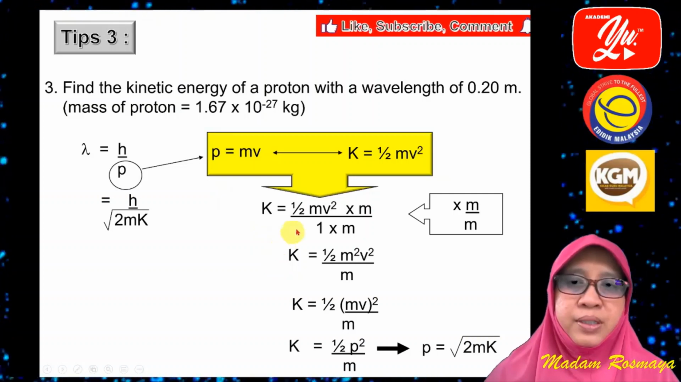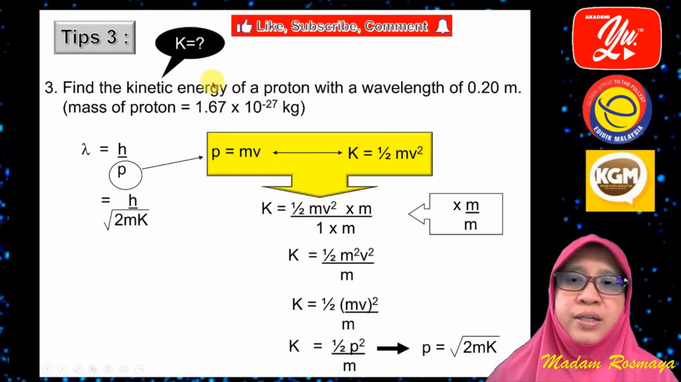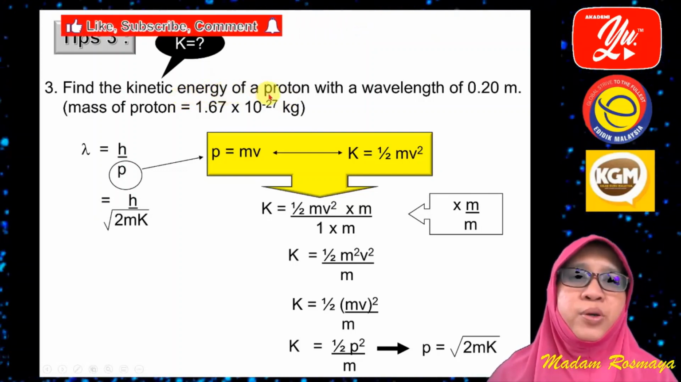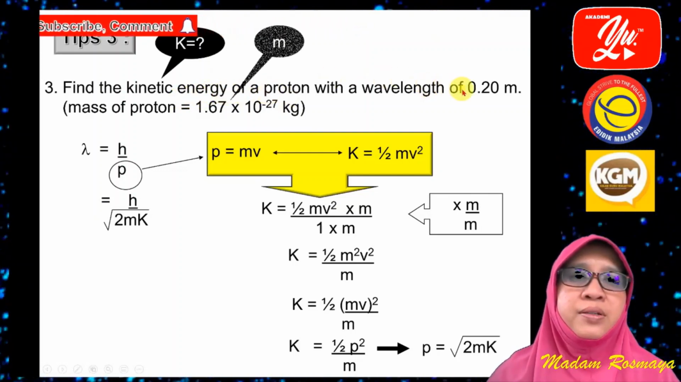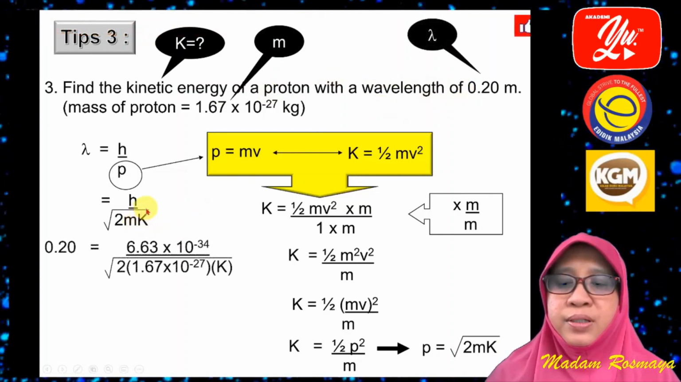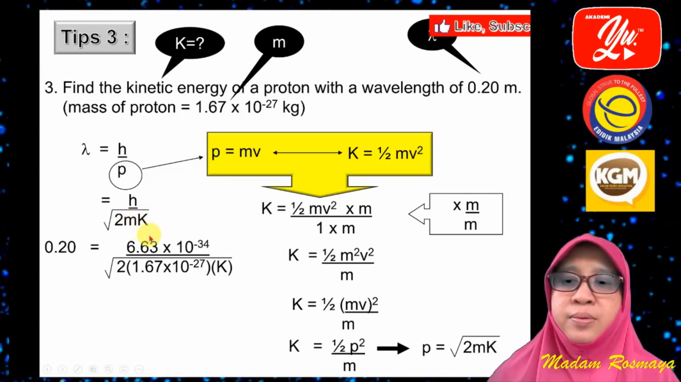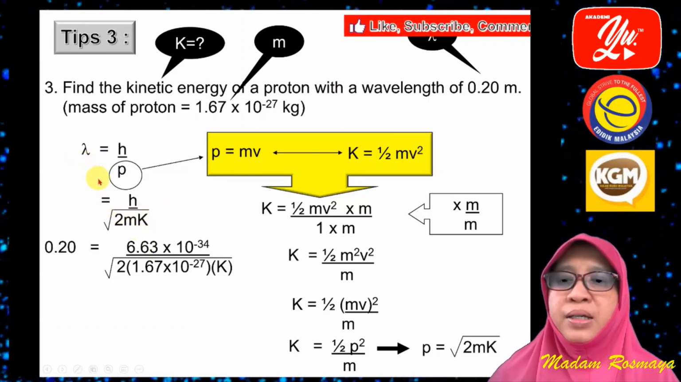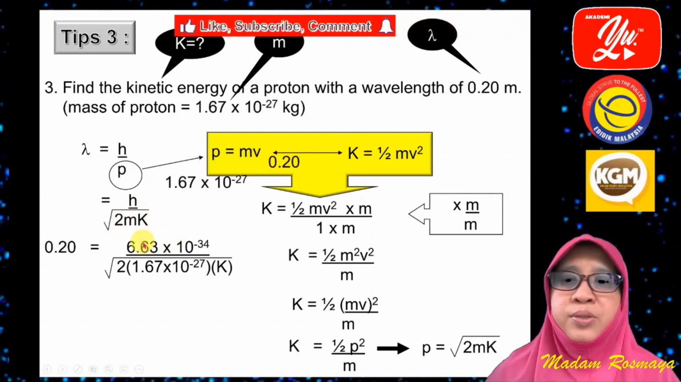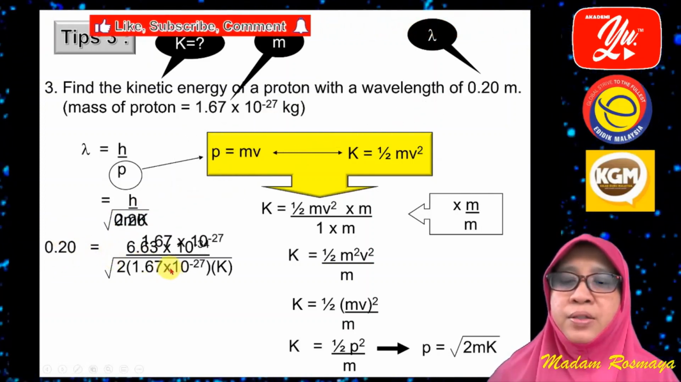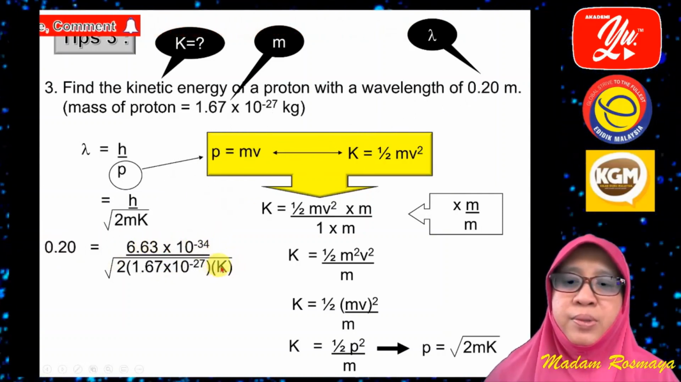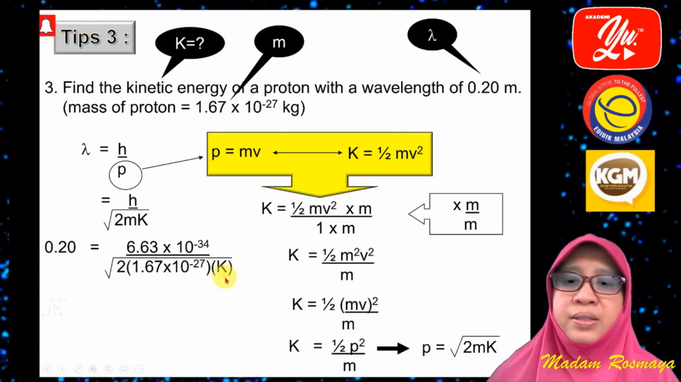We use the same thing, but this time what is given? You are given the kinetic. We are going to find the kinetic energy of the proton. So wavelength is given, and the mass of proton is also given. So from the same equation just now, where we derived that lambda equals h per square root of 2mK, we substitute the wavelength, the mass of proton and the Planck constant. So we are going to determine the kinetic energy.